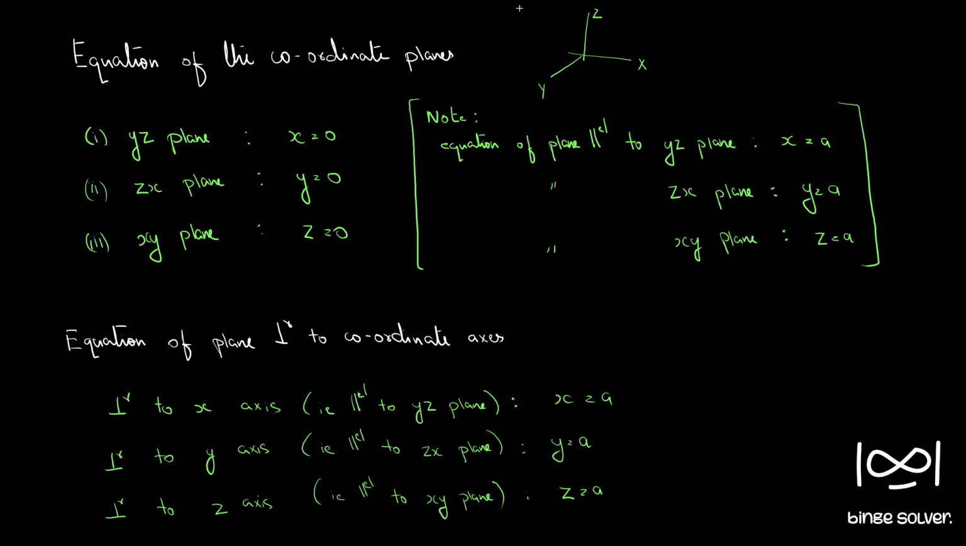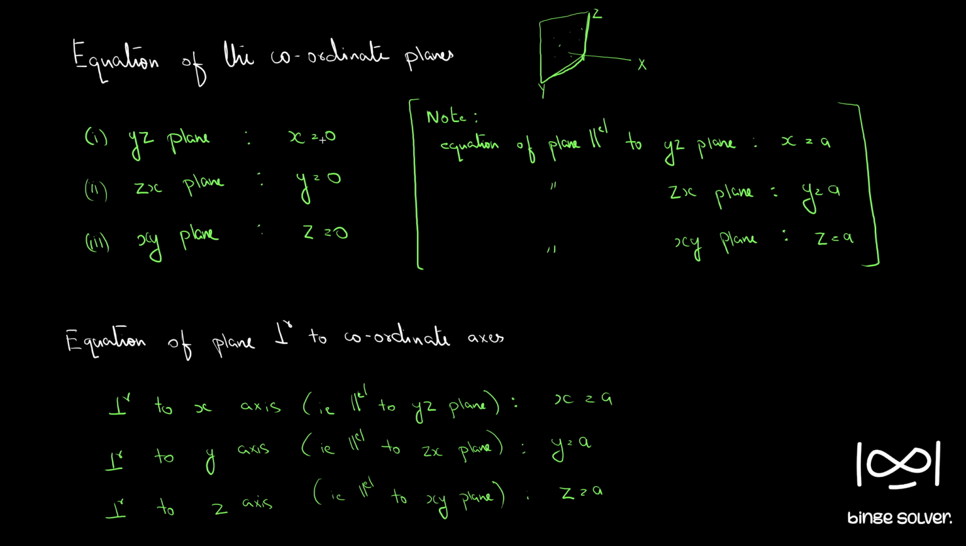So let's take the yz plane. What is the yz plane? The yz plane is nothing but this. If you take any point in this yz plane, you can see that the x coordinate of that point will be 0. That is the reason why the yz plane can be defined by the equation x is equal to 0.